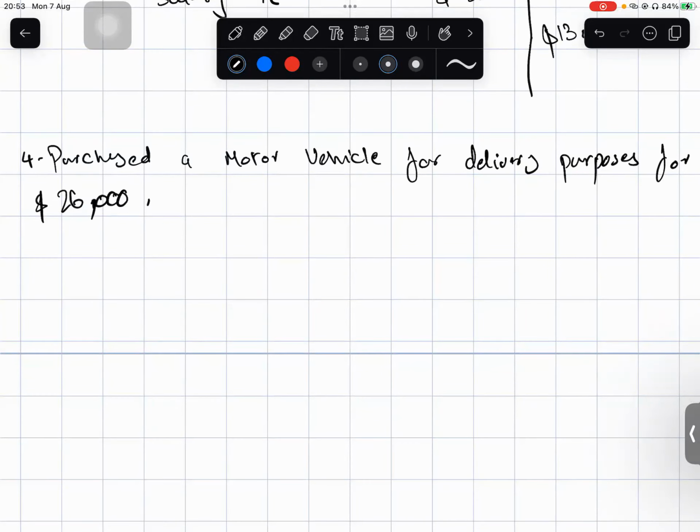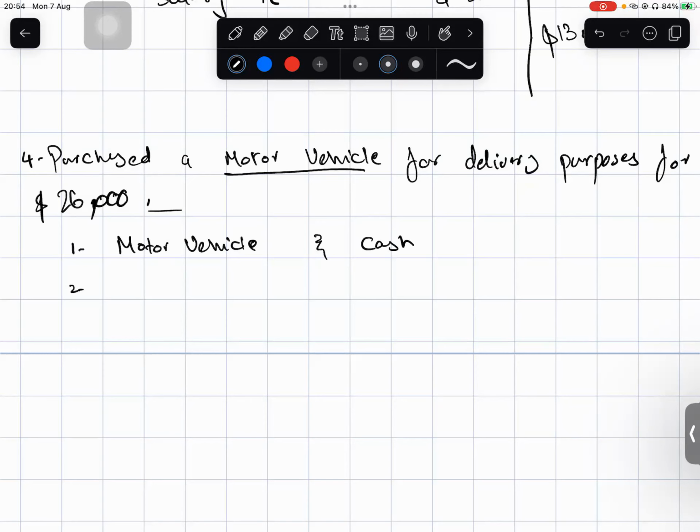What do you think would happen here? Which accounts do you think are being affected? Motor vehicle account and cash account. Absolutely. And why did you say cash? There is no cash written here. Because we have to assume they're paying cash. Yes, absolutely. Perfect.